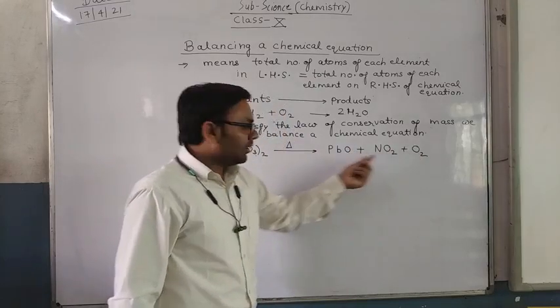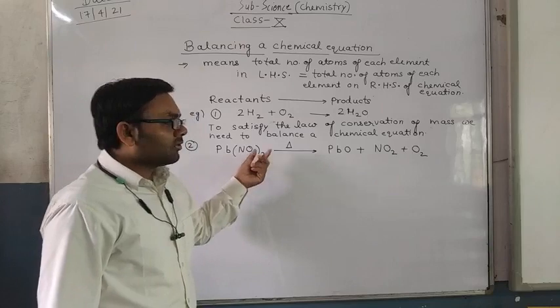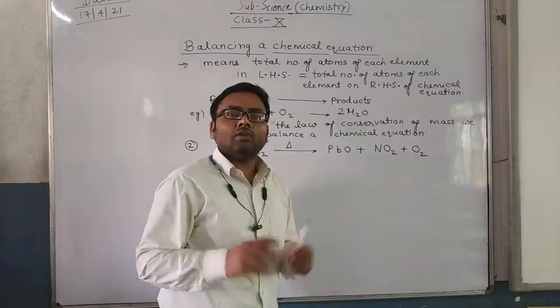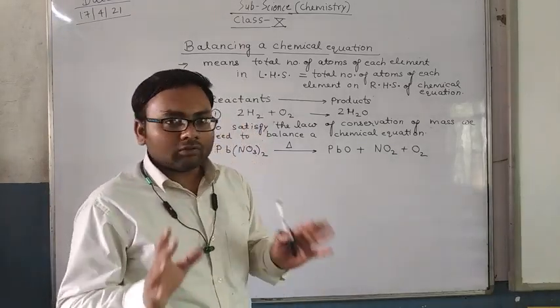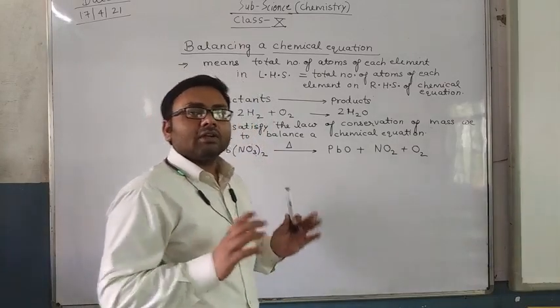Here there are only 5 atoms, and here there are 6. So nitrogen and oxygen are not balanced. We have to balance this. Okay, this is an unbalanced chemical equation.